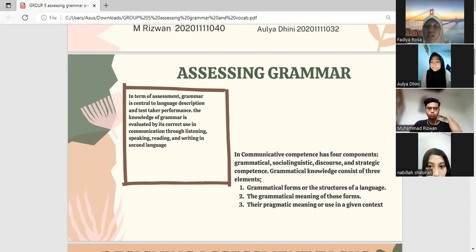Grammatical knowledge consists of three elements. The first is the grammatical form, the structures of a language, and the next is the grammatical meaning of those forms, and the last is their pragmatic meaning or use in a given context.